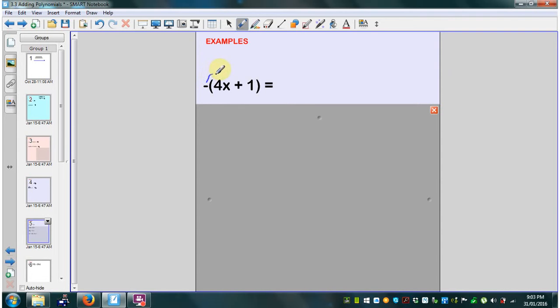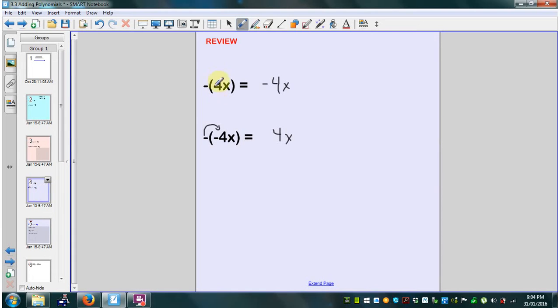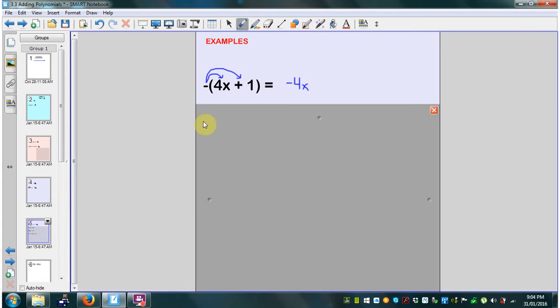The negative is now multiplying by this term, and the negative 1 is also multiplying into this term. So all we need to do here is the negative times a positive 4x becomes a negative 4x. We saw that in the previous example. The negative multiplied here and became negative 4x. But this time we have a binomial, so we have to deal with this second term. The negative also multiplies by that, so negative times a positive 1 becomes a negative 1.